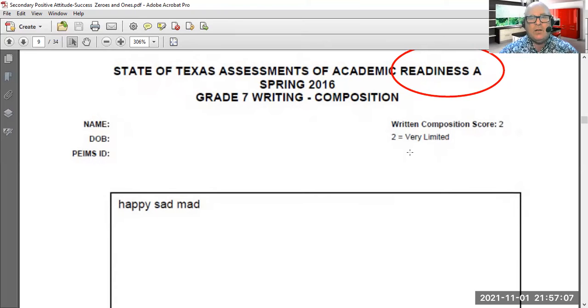In my opinion, that's what a 0 would look like in terms of a secondary response. Okay. And again, it's all very subjective. So just read through those if you get a chance.